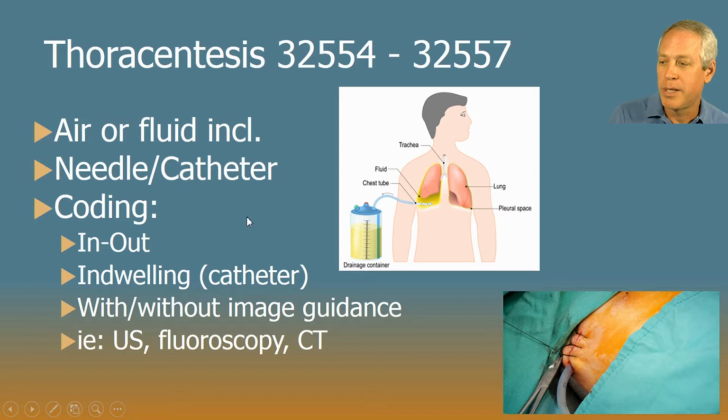Coding for whether it's an in and out for diagnostic purposes, or maybe a small pneumothorax or hemothorax, an indwelling catheter, and whether it's with or without image guidance, like an ultrasound, fluoroscopy, or CT. This is basically to distinguish if it's going to go through the lung or not.